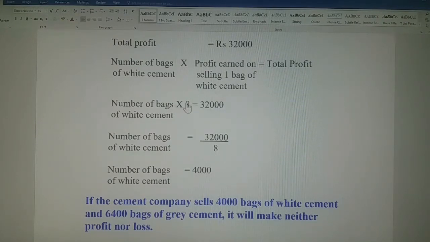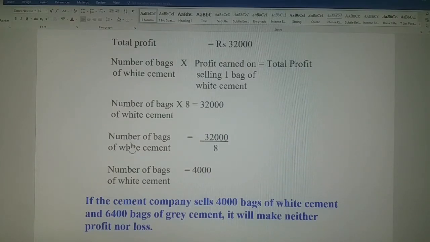So in order to find out how many bags they are selling, we can just send this multiply 8 that side. Multiply 8, when we transpose on this side, it becomes divide 8. Multiply 8 will become divide 8 when we transpose 8 this side. 32,000 divided by 8, our answer will be 4,000.